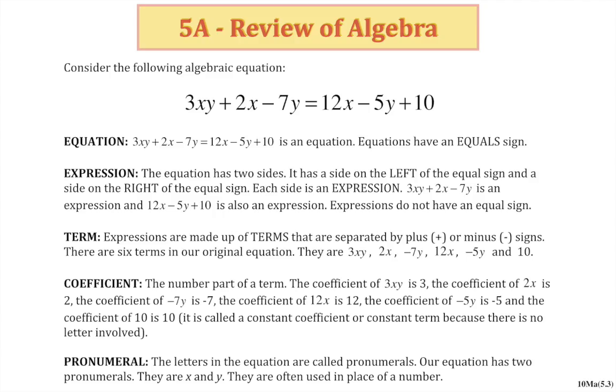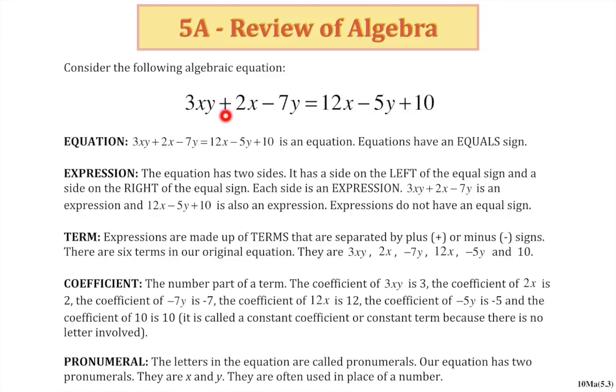So if we have a look at our first piece of information here, we have an equation, and it's called an algebraic equation because it's algebraic because there are letters involved, and it's an equation because we have an equal sign involved. Now on the left side of the equal sign, we have an expression. So we've talked about an equation. Equation has an equal sign. An expression is what's on either side of the equal sign. And it's terms that are connected with pluses and minuses.